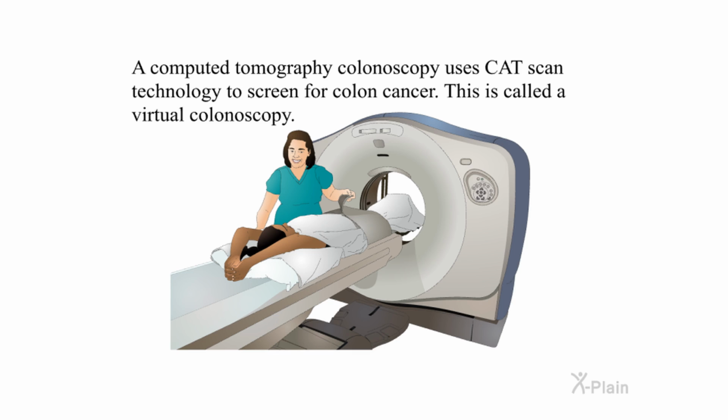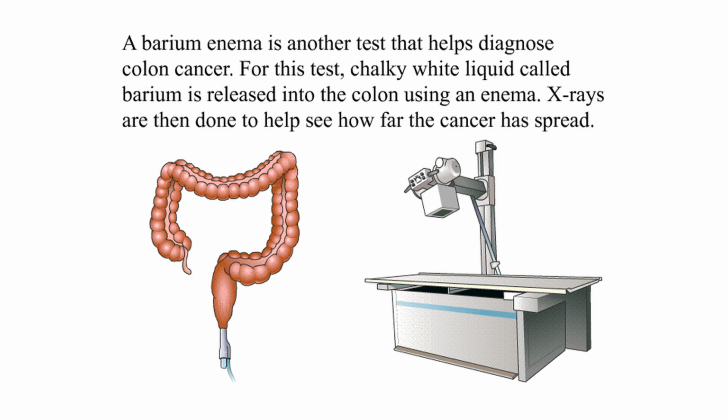A computed tomography colonoscopy uses CAT scan technology to screen for colon cancer. This is called a virtual colonoscopy. A barium enema is another test that helps diagnose colon cancer. For this test, chalky white liquid called barium is released into the colon using an enema. X-rays are then done to help see how far the cancer is spread.